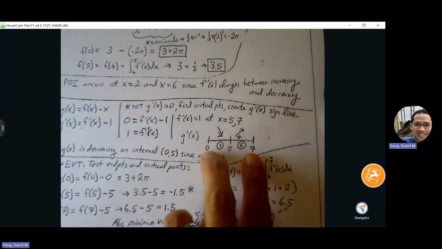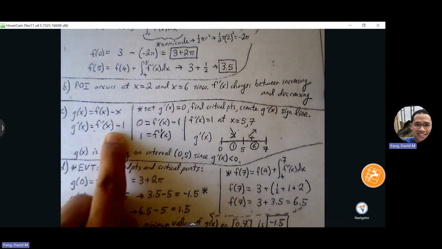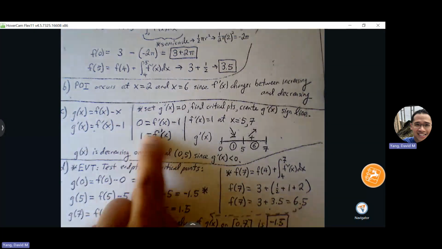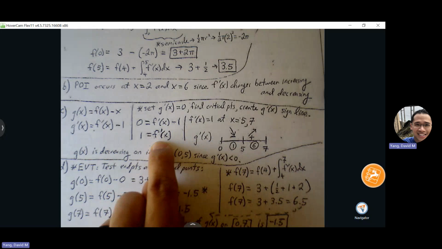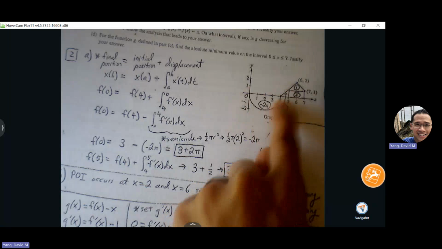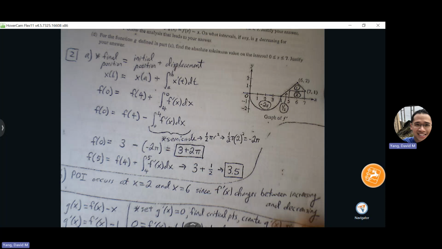So we'll find g prime, set g prime equal to 0, find our critical points, and then we'll test each subinterval. So my g prime is just f prime minus 1. f becomes f prime, x becomes 1. I set g prime equal to 0. I find that my critical point is where f prime of x equals 1. So if that's my critical point, I got to look at my graph here. Where's my f prime equal to 1? f prime is equal to 1 at 5 and at 7.